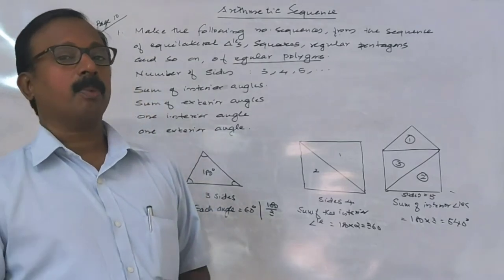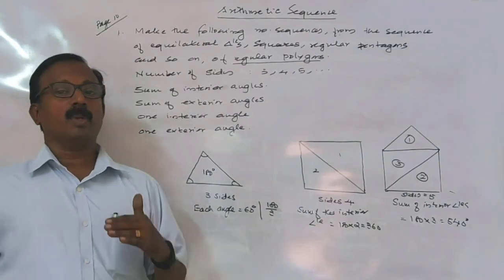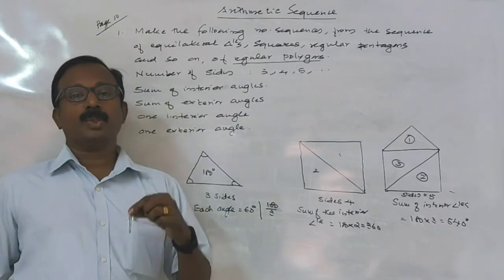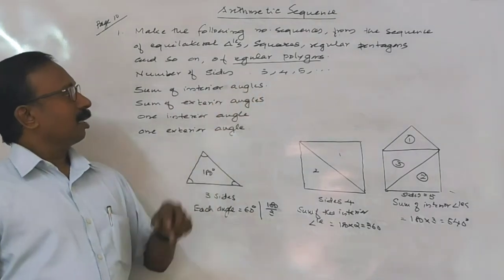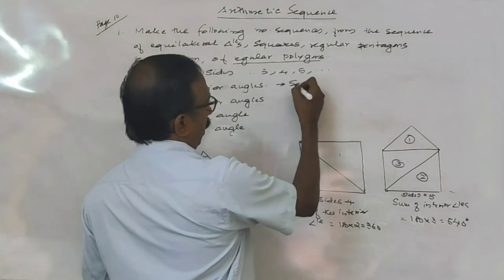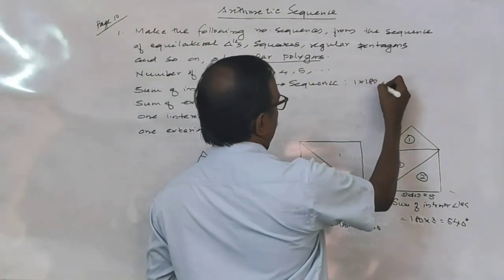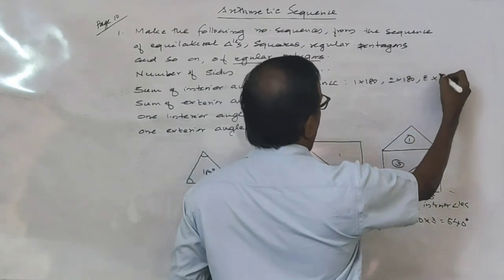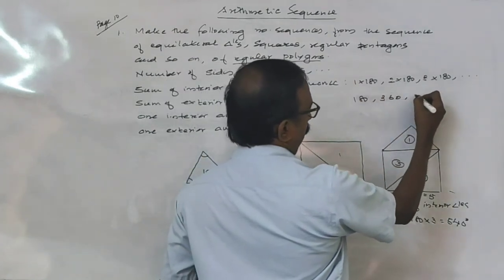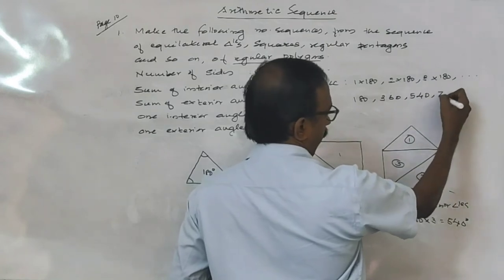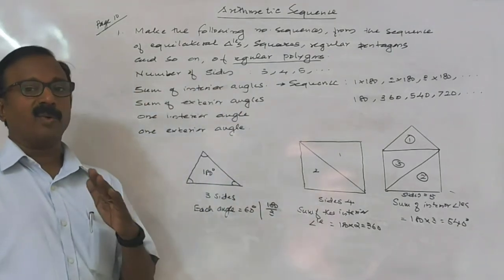In a regular polygon, the sum of the interior angles is the number of triangles into 180. The sum of the interior angles is in a sequence: 180, 2 into 180, 3 into 180, etc. That is 180, 360, 540, another triangle is 720, etc. This is the sequence of the sum of the interior angles of a regular polygon, isn't it?